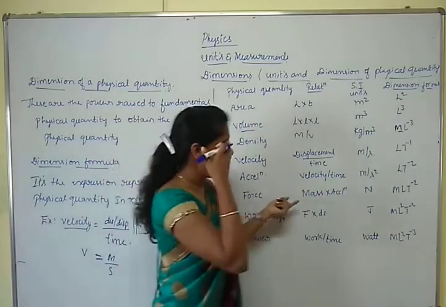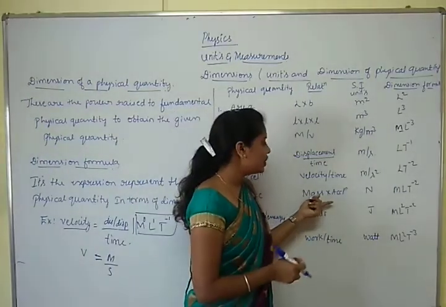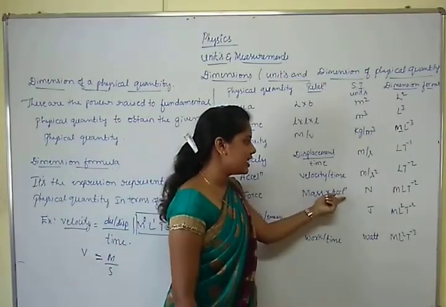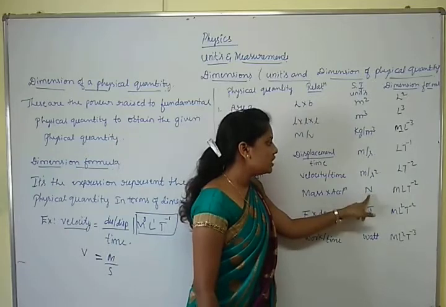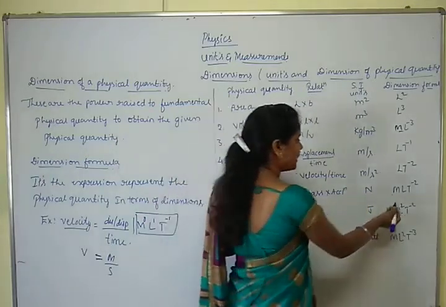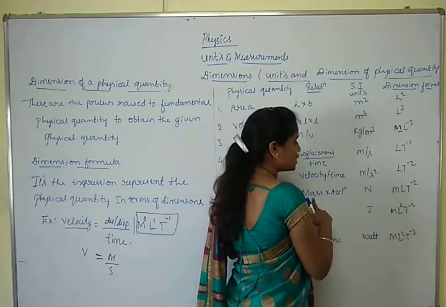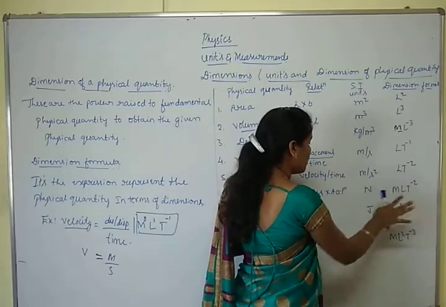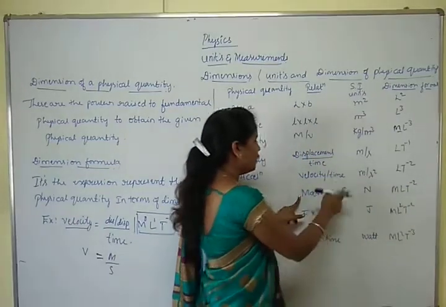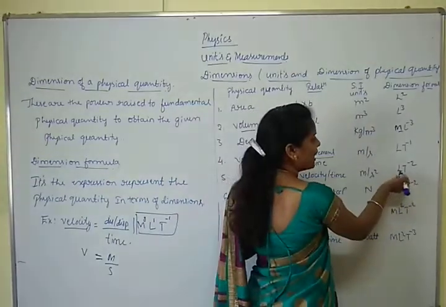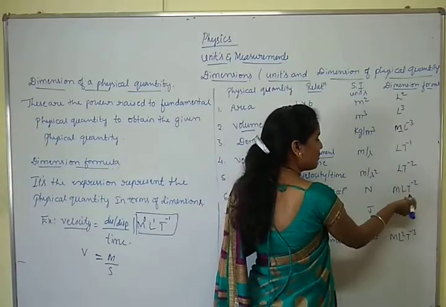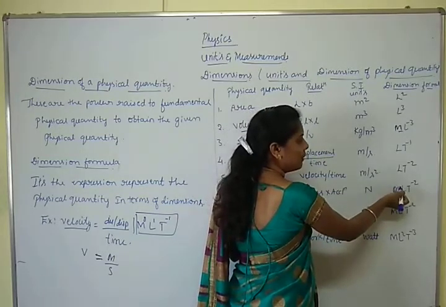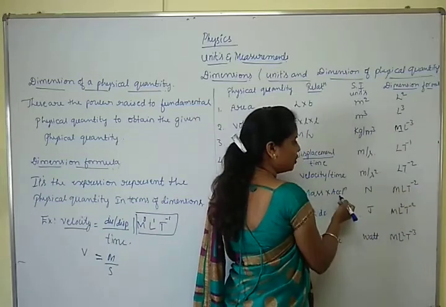The next one is force. Force is defined as mass into acceleration, according to Newton's second law of motion. The unit of force is Newton. We already know that mass means kg, and the dimension of acceleration is L T to the power of minus 2. So the dimension formula is M L T to the power of minus 2.